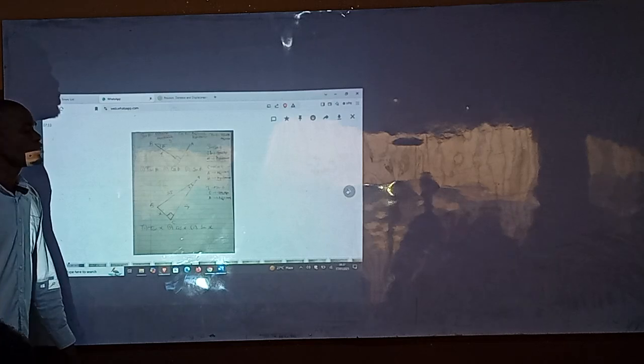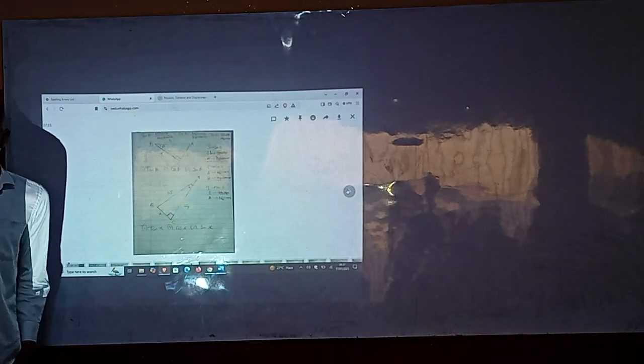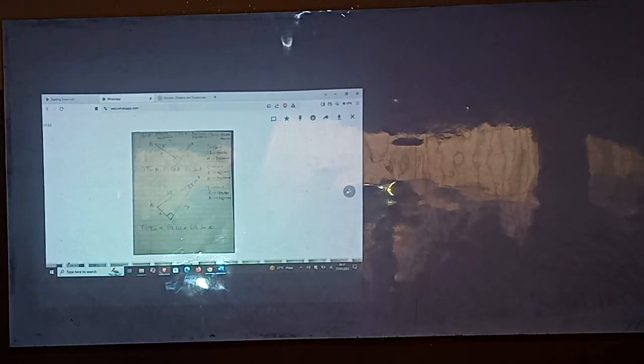Now, there is something we call the sine formula, and the cosine formula.